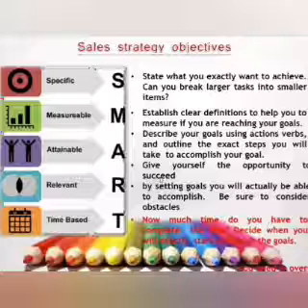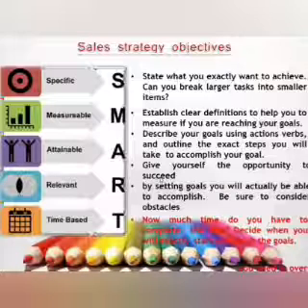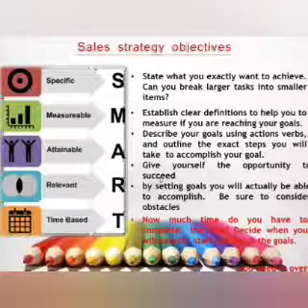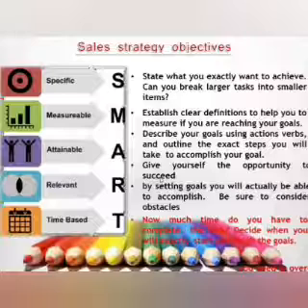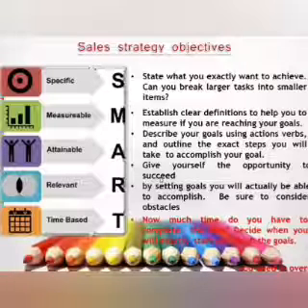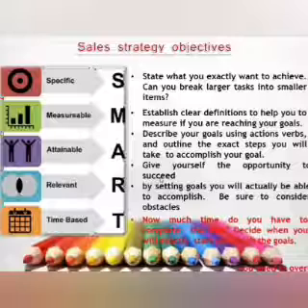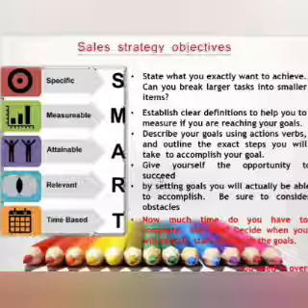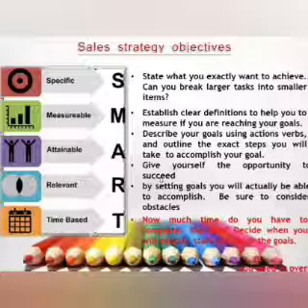Can you break larger tasks into smaller items? You have to identify your larger items, and then divide those larger items, or we call it big objectives or ultimate objective, into sub objectives. So first you have to identify your ultimate objective, and then divide it into sub objectives. That will come in S, that is specific.